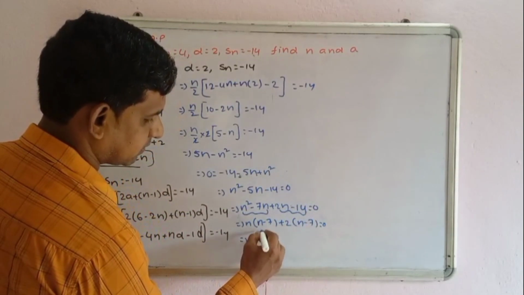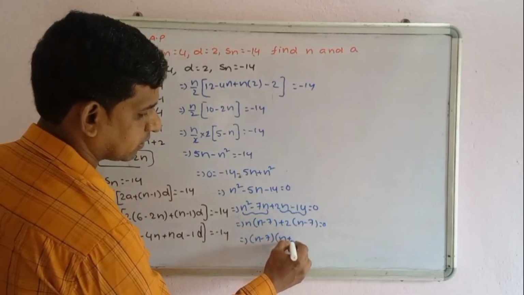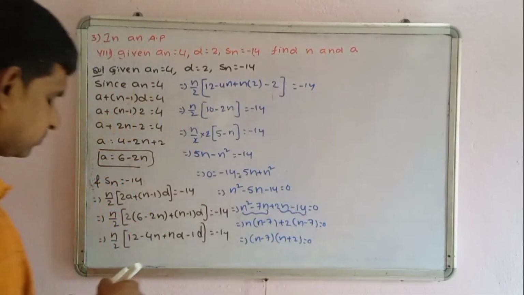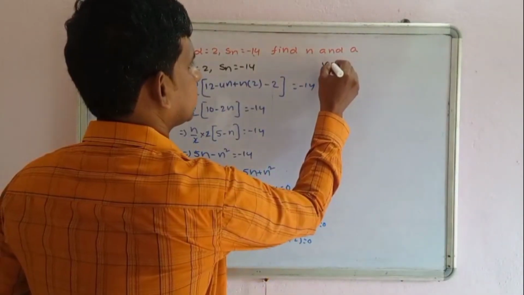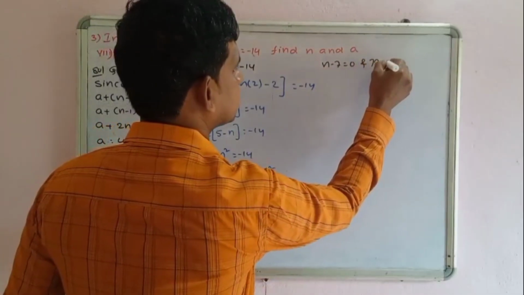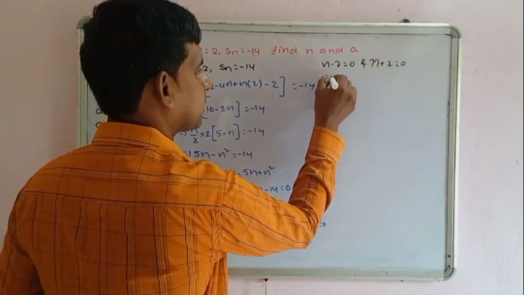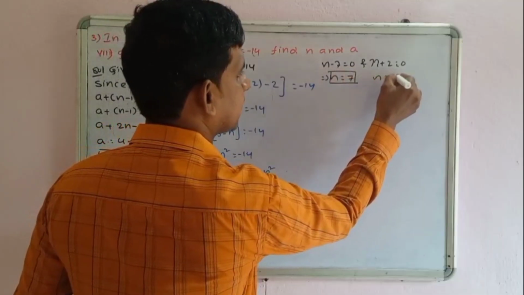So n minus 7 is the common term. Here n is there, here plus 2 is there. n plus 2 equals to 0. Now n minus 7 equals to 0 and n plus 2 equals to 0. So n minus 7 equal to 0 means n equals to 7. And here n equals to minus 2.